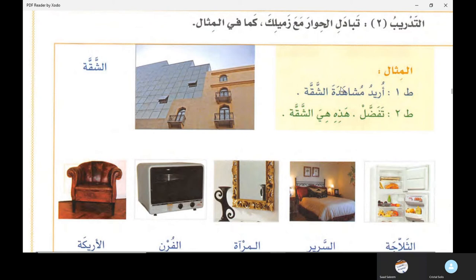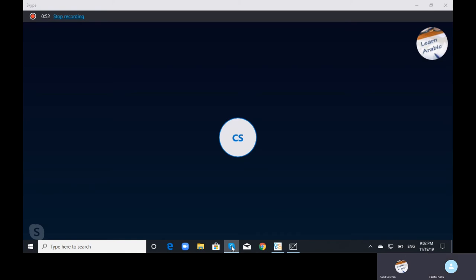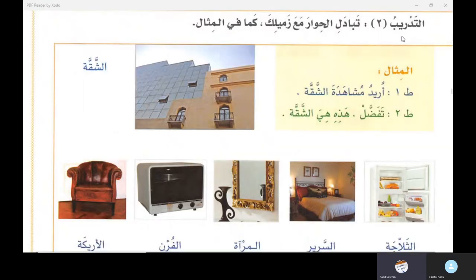Now there is another thing. Mushahida is also a kind of verb, so the action of this verb is done on apartment. So apartment also has a fatha. Good. So now you know the reason why we use fatha with mushahida and why we are using fatha with shakka. Tell me why.